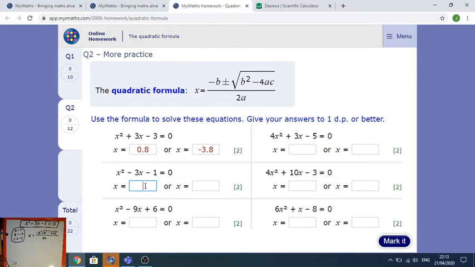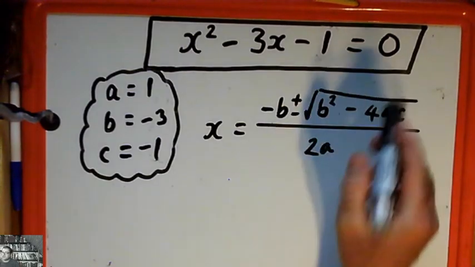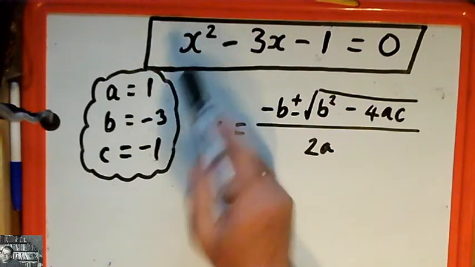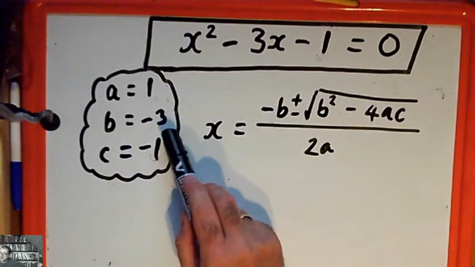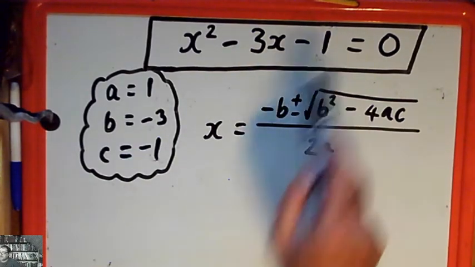x squared minus 3x minus 1 equals 0. So onto the whiteboard for that one. So I've already written this one out. x squared minus 3x minus 1 equals 0. So a equals 1 because we've got 1x squared. b is minus 3 because we've got minus 3x. c is minus 1 because we've got minus 1 on the end.